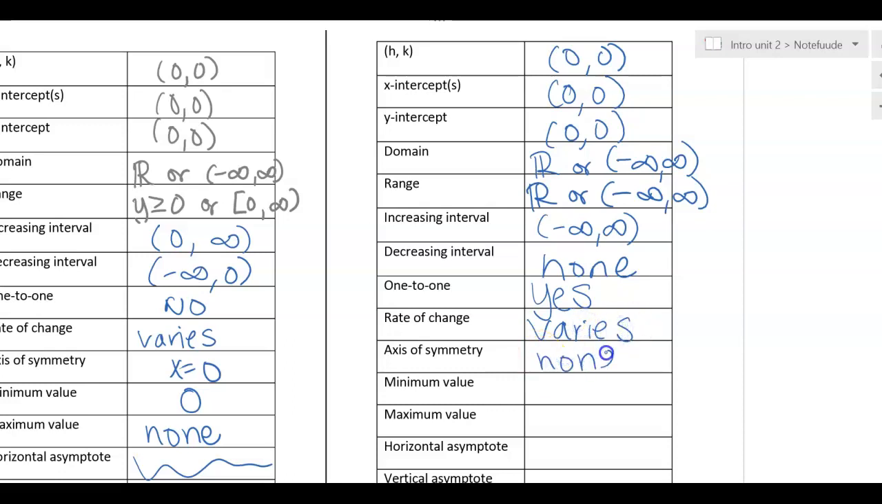We don't say it has an axis of symmetry. I know it has some symmetry, but it's more of a rotational kind of symmetry. So an axis of symmetry is when we want to identify a very simple line we can fold it on. So for this, we won't.